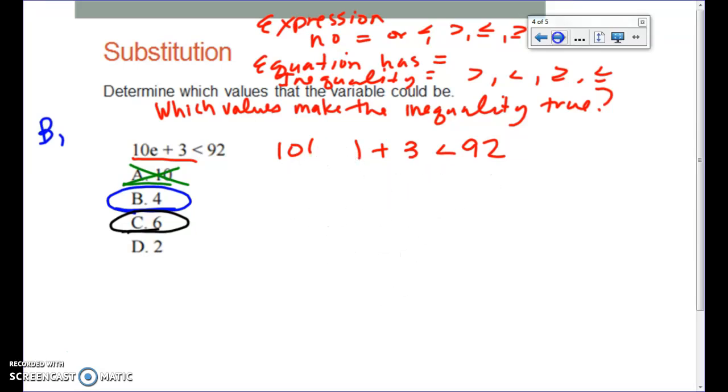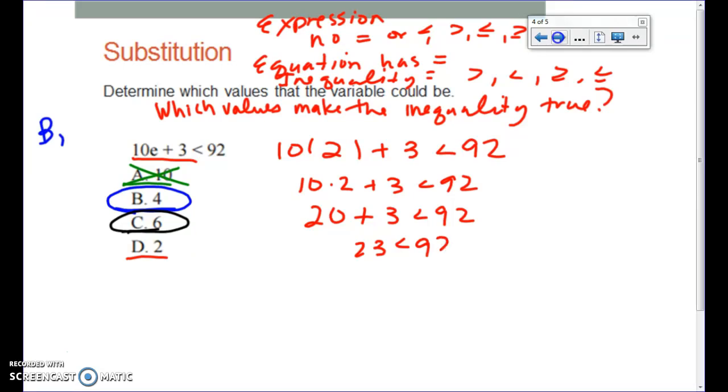And finally, we'll go with the red for D. Letter D, so it's like a multiple choice. Letter D asks, would 2 be an appropriate value for E? Well, we'd have 10 times 2 plus 3 is less than 92. And we know 2 times 10 is 20, plus 3 is less than 92. Is 23 less than 92? Yes, it is. So I know that D could also be one of my solutions. So my answer would be choice B, choice C, and choice D. The values of E could be 4, it could be 6, or it could be 2 out of those choices.